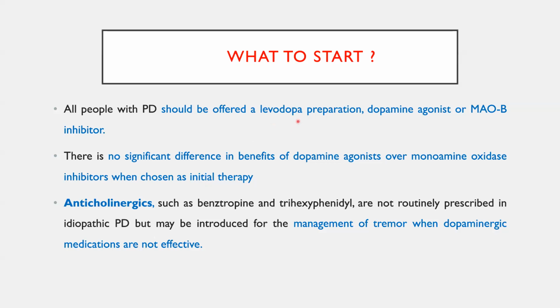And there is no significant difference in benefit between dopamine agonist versus monoamine oxidase inhibitor. When you choose an initial therapy, levodopa would be the most potent and efficacious drug, followed by dopamine agonist, followed by MAO inhibitor. Anticholinergics like benztropine or trihexyphenidyl can be used in tremor predominant Parkinson's disease. Okay, in other cases, it would not be helpful.